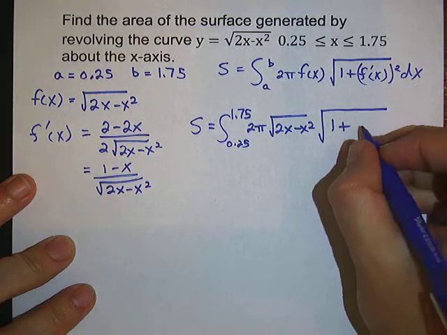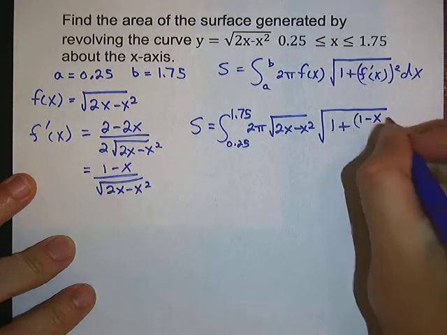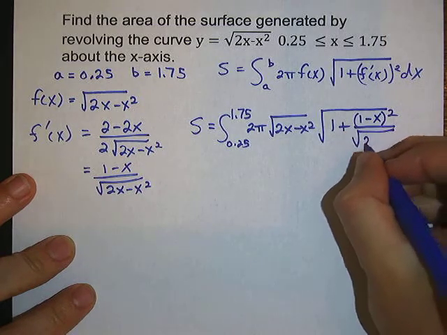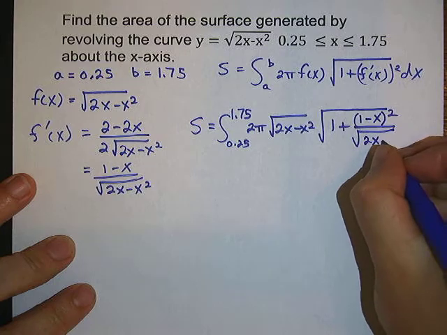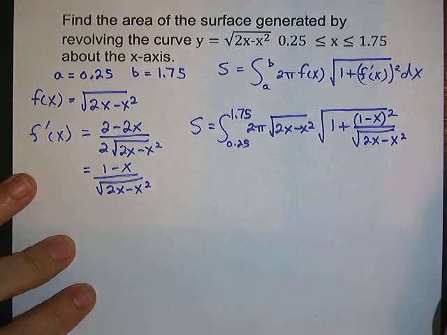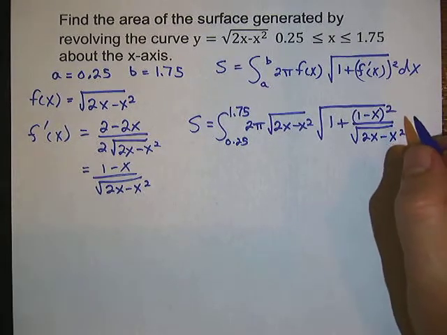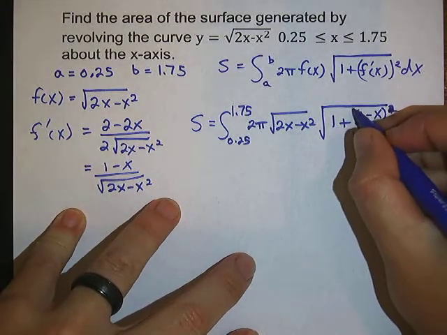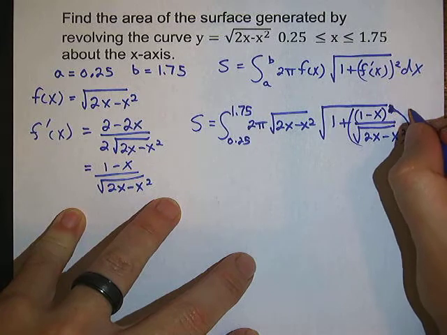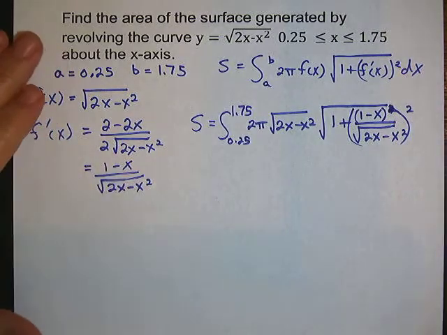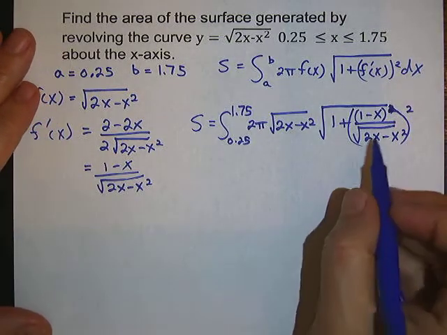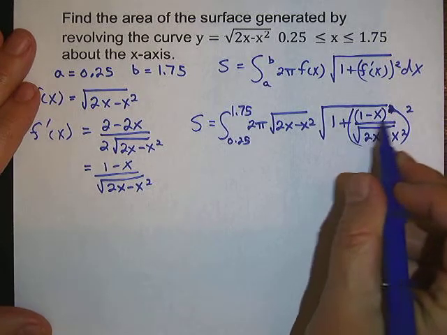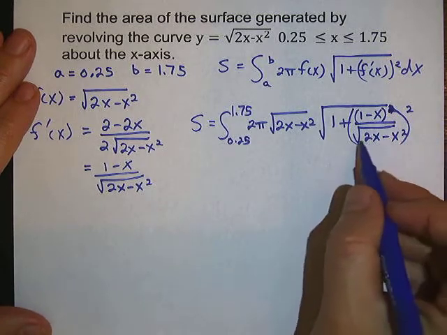Okay, so let's go ahead and put that in. 1 minus x squared over the square root of 2x minus x squared. Okay, and that entire thing will be squared, actually, not just the top. So let's take this out and put a square around the entire thing. When we square the top, it'll be 1 minus x quantity squared, and then the bottom, the square root will cancel.